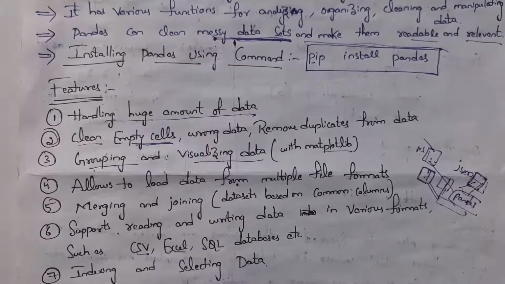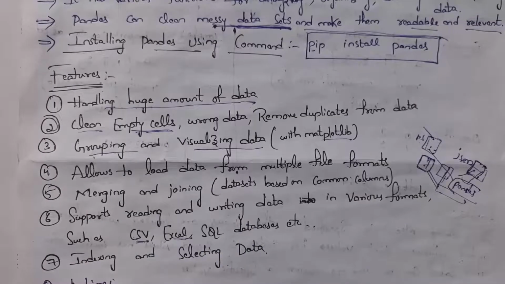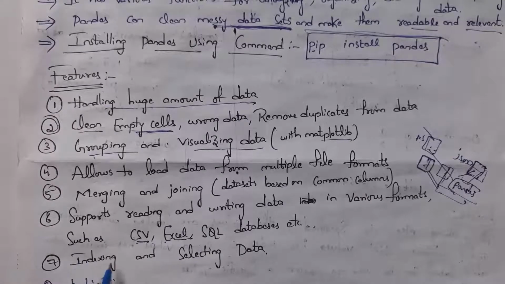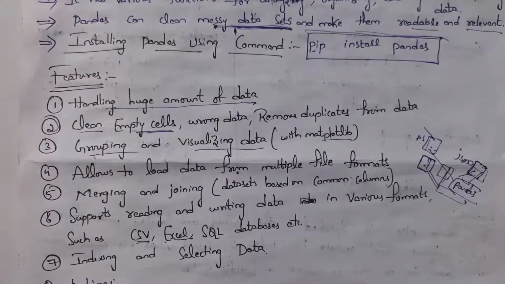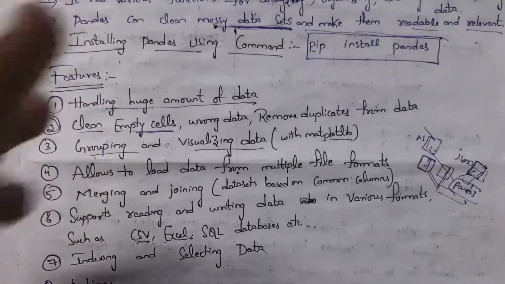databases and so on. Guys, Pandas has the capability to read data from various files such as CSV files, Excel files, SQL databases and so on. And also Pandas has the capability to add data in these files. Same as arrays, Pandas also supports indexing. So indexing and selecting data is possible in Pandas. These are various features of Pandas.